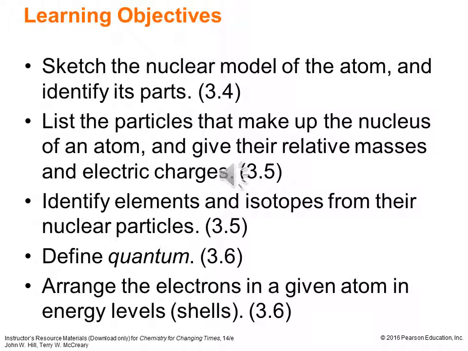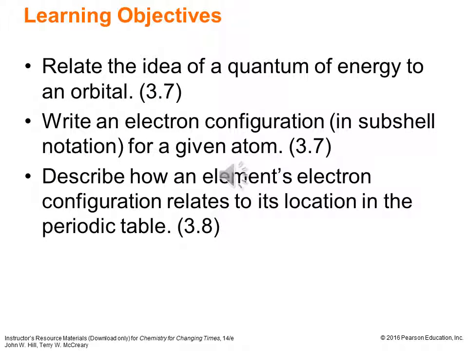We'll define what a quantum is, and then we'll be able to arrange the electrons in a given atom in energy levels, which we'll call shells. In addition to those learning objectives so far, we'll also relate the idea of the quantum of energy to an orbital within an atom. We'll be able to write an electron configuration using subshell notation for a given atom. And we'll be able to describe how an atom's electron configuration relates to its location in the periodic table.